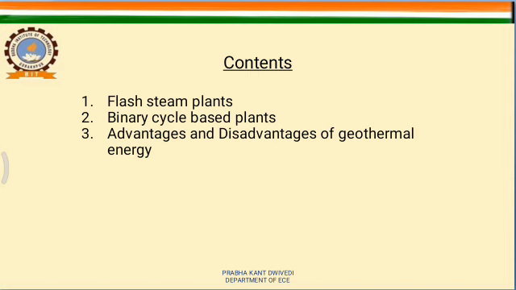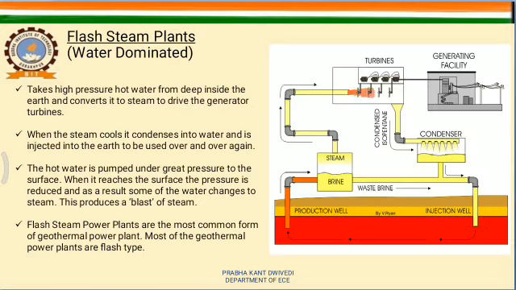In the previous video, we have seen the vapor dominated system. In the vapor dominated system, the steam is pulled out directly from the ground. But there are places where steam is not available. We can find only hot water. At such places, a water dominated system is used, which is the flash steam plant.